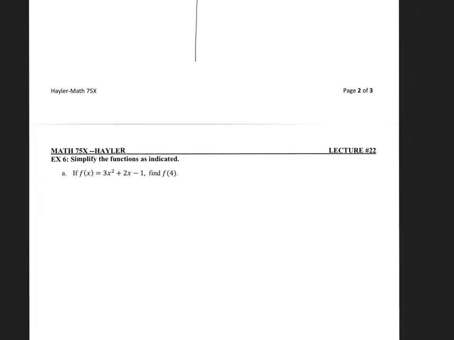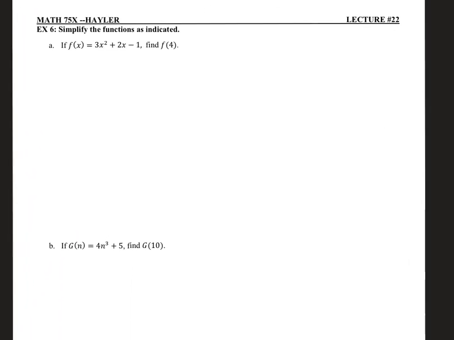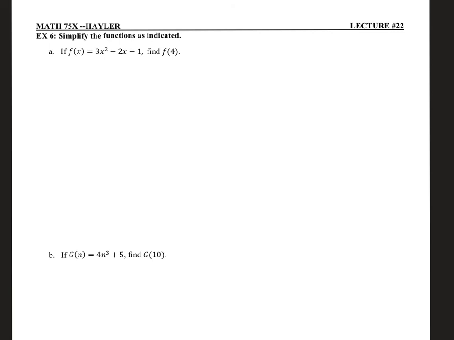All right, let's keep moving along. Example 6. Simplify the functions as indicated. All right, so we're given this function. If f of x equals 3x squared plus 2x minus 1, find f of 4. So we're going to be replacing x, swapping that out with 4. So I want f of, what did I say, 4?